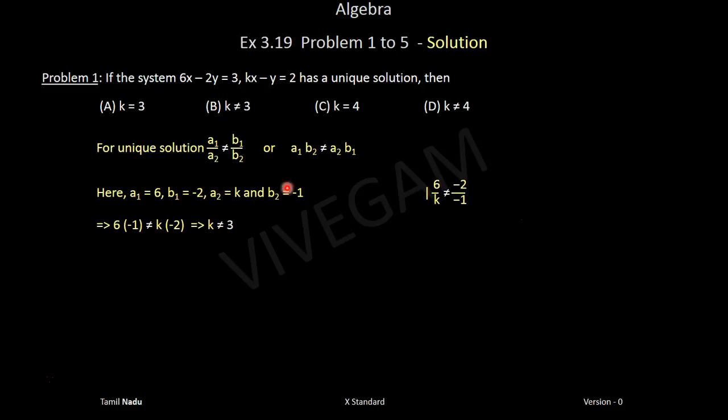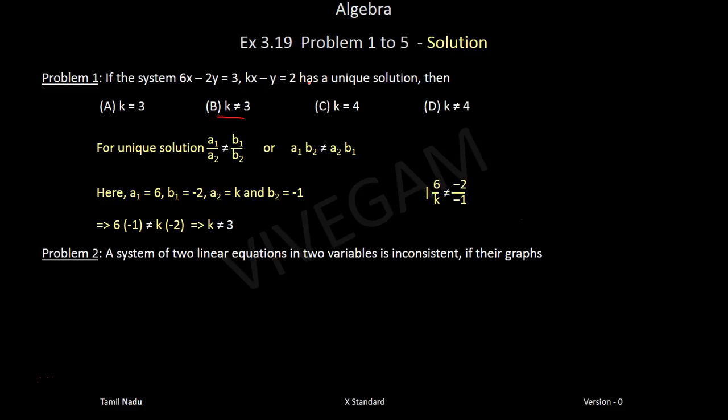I prefer this method, that is using this equation, as it is much easier, because in the other method cross multiplication and other things come into play. This is straightforward. So apply this. a1 b2 is not equal to a2 b1. So k is not equal to 3. So the option for us is basically option B. K is not equal to 3 is the condition for unique solution. All right. Next, we'll go to the next problem.